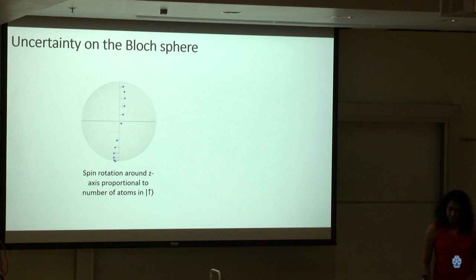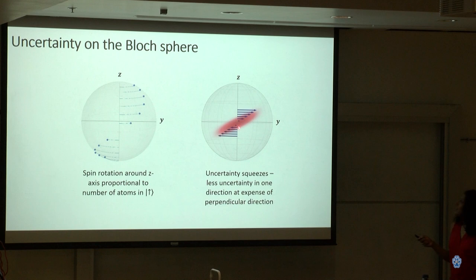So this is exactly what we need for squeezing. Because if we start with a state that's pointing out of the board along the x-axis here, any atoms that are slightly deviating from that x-axis are going to start to rotate. And so what you actually get is a shearing of your uncertainty distribution. And this gives you exactly the squeezing that you want. So it turns out the only ingredient that we really need to generate this squeezing is interactions.